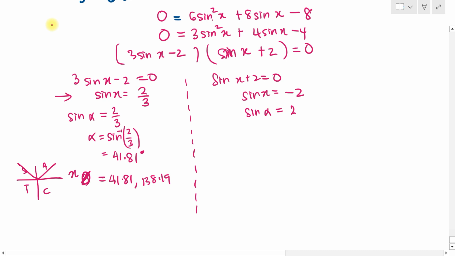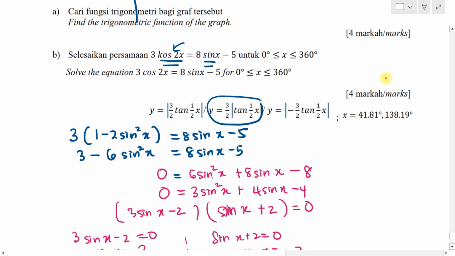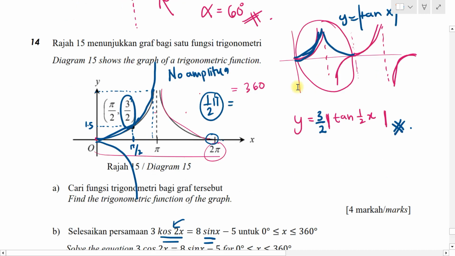Sine alpha equal to 2, so shift sine 2 is alpha. Shift sine 2 is definitely undefined, I know. Okay, my error, undefined. So your x is equal to 41.81, 138.19. Two answers only. Yeah, correct. Okay, so that's how you do question 14.